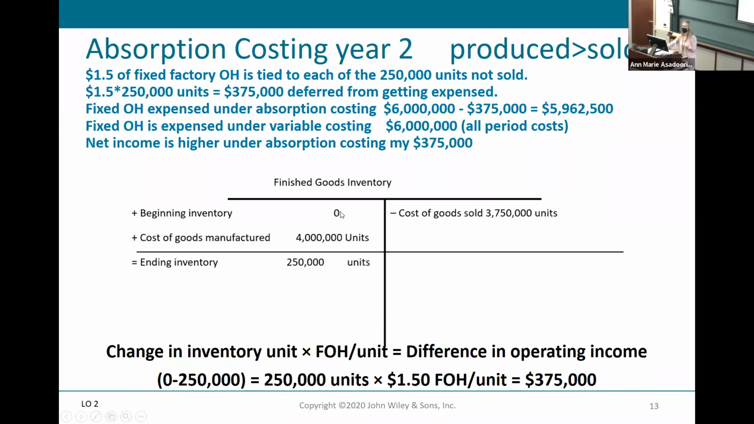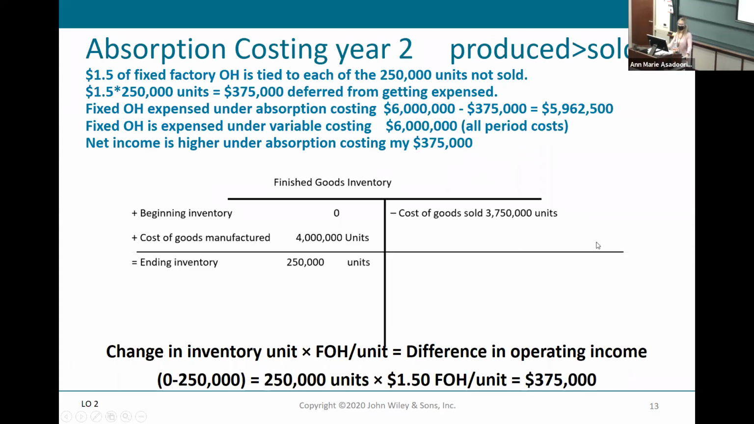So the textbook tells you, look at the change in your inventory. If you went from nothing to 250,000 units at the end of the period, that means you must have produced more than what you sold, right? If your inventory goes up, then you are producing more than what you're selling. And that means you're going to have ending inventory and fixed factory overhead getting deferred. It will be tied to those units, not heading to the income statement. Less expense on your income statement means higher net income. All right, so this works for this problem, but then I'll show you why I don't like it.